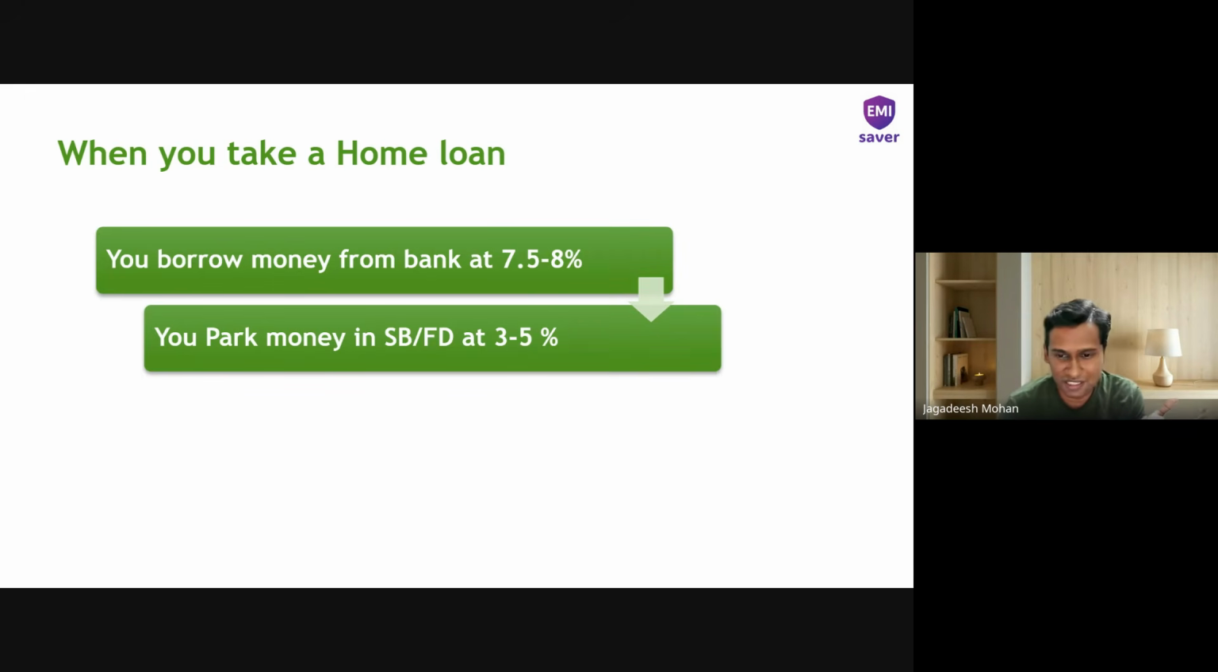If you keep it in your savings account, you'll maximum get 2.5% to 3%. Or if you keep it in an FD, it's at 5%. Now, funnily, in both of these cases, the money is still with the bank.